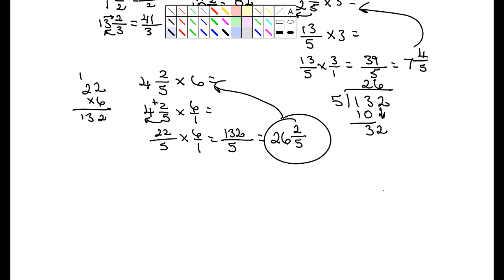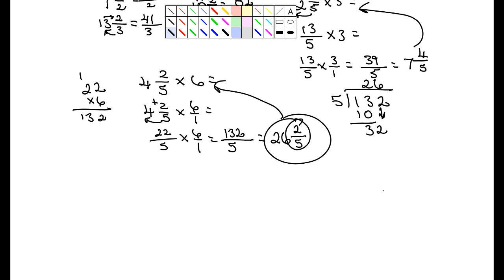So how do you get the 2/5? How did I get the 26 here? No, how do you get the 2 and the 5? The 2 over the 5, the 2/5. Oh, this here?